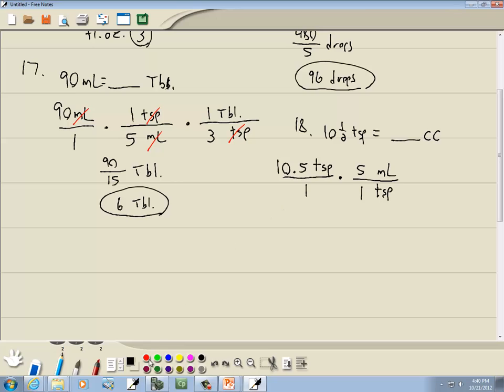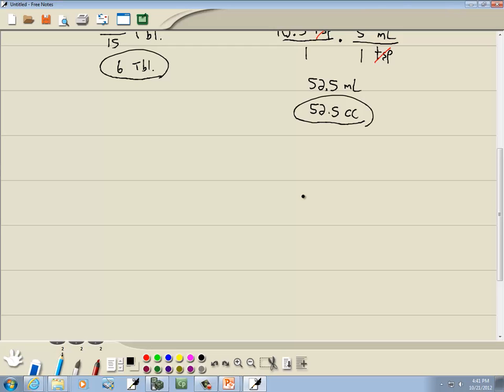So the teaspoons cancel there. 10.5 times 5. Plug that in my calculator. 10.5 times 5. 52.5. So 52.5 milliliters, which milliliter is the same as cc. So 52.5 cc's. And let's look at our next problem.